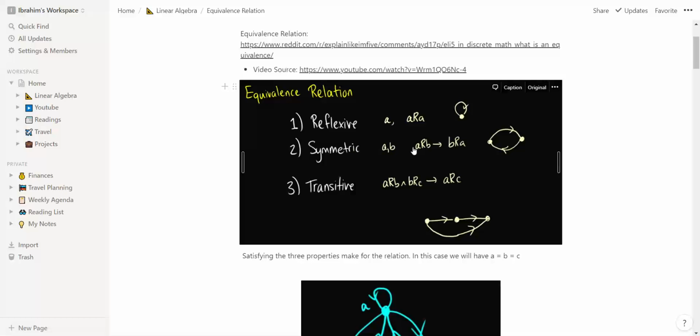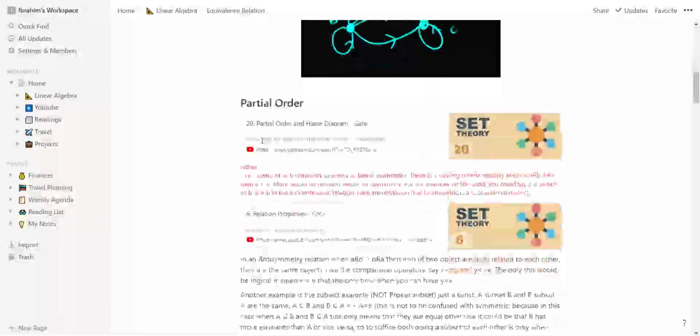Antisymmetric is when you have A related to B and B related to A, and this is only satisfied when A equals B. This is the antisymmetric property, and this is what is called a partial order.